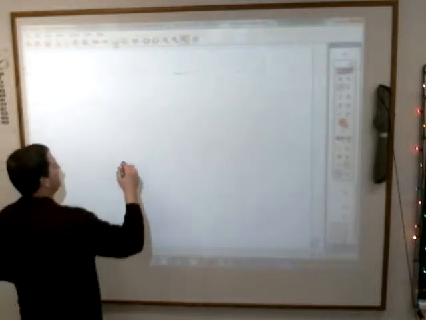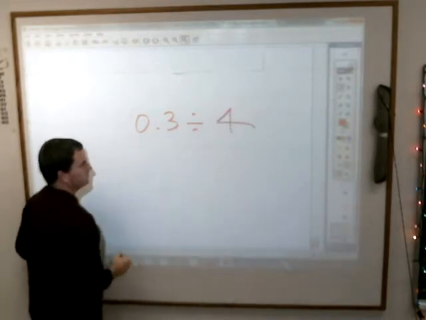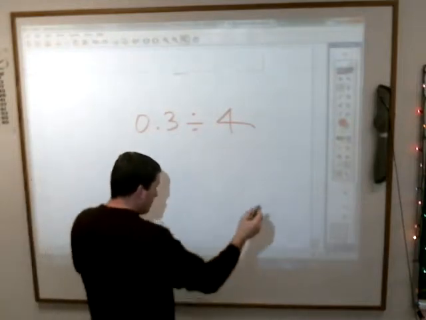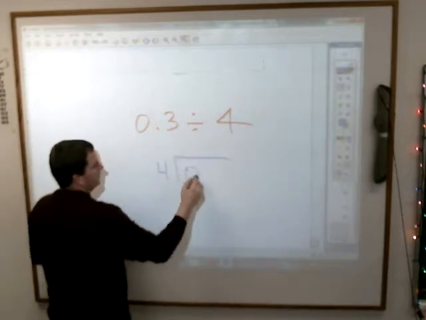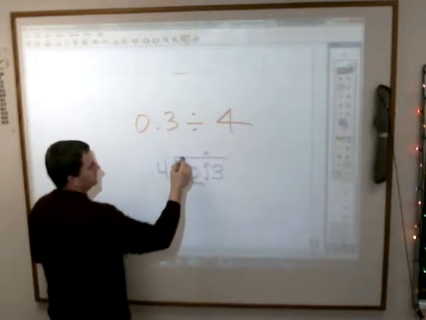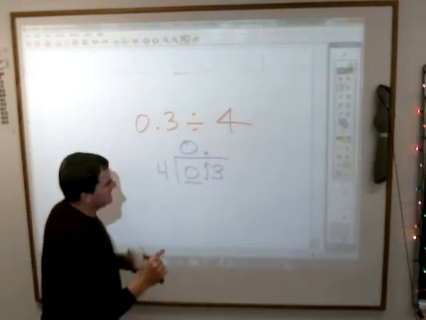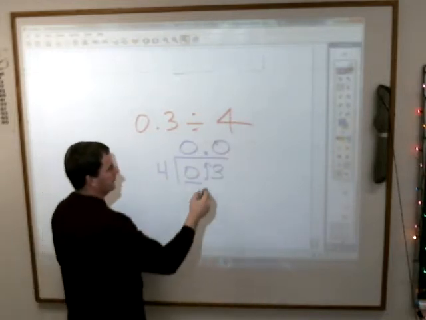How about one more? How about this one? 0.3 divided by 4. What goes where? The 4 goes on the outside. Right, we switch places. It's going to be 4 into 0.3. And again, the decimal goes straight up. 4 doesn't go into 0. Look at this, here's something interesting. How many times does 4 go into 3? 0 times. But you need to put that 0 up there after the decimal because it has to take up that place. Then you add a 0.